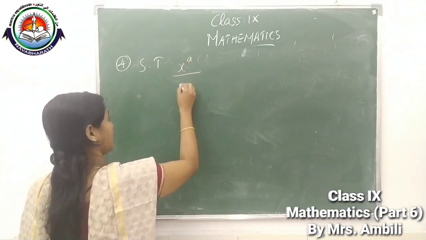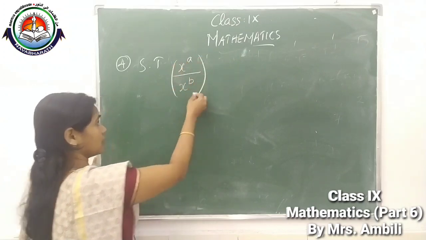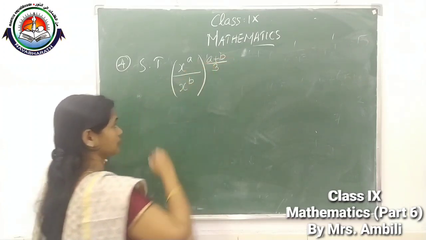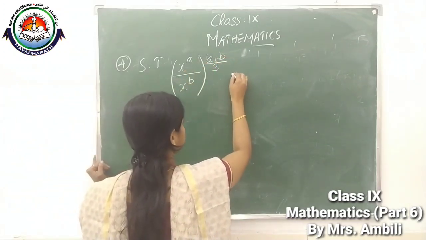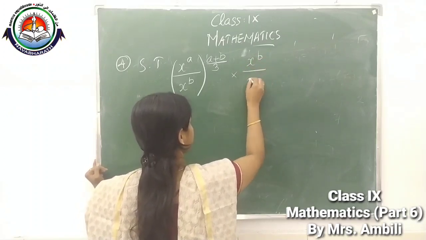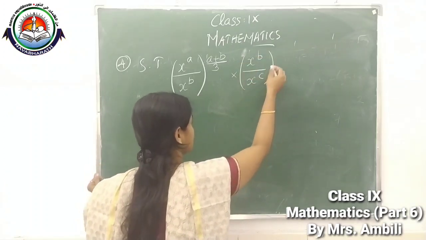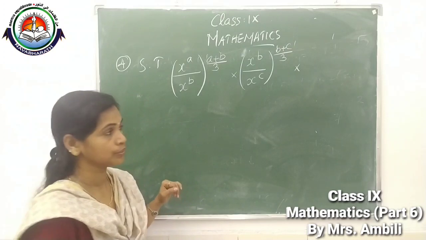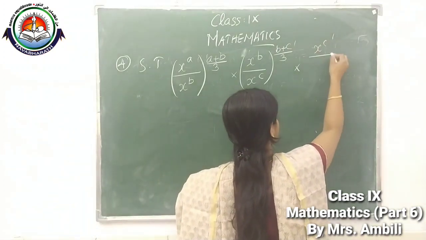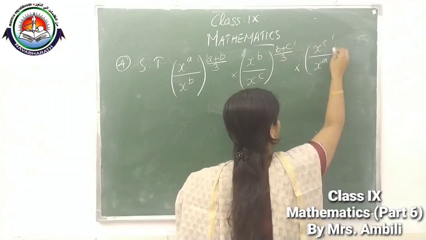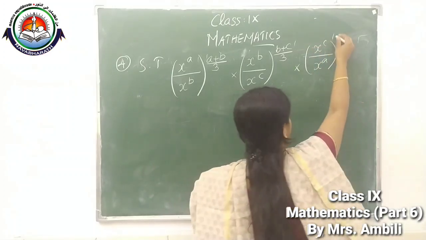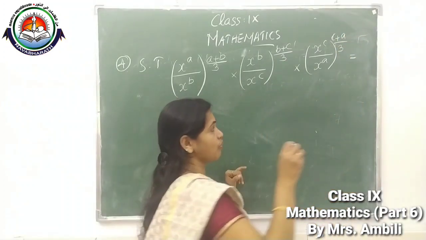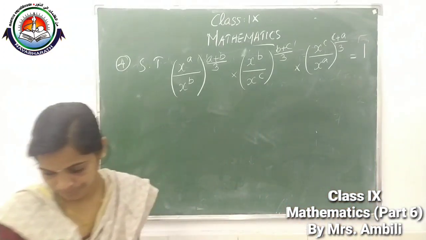(x^a / x^b)^((a+b)/3) × (x^b / x^c)^((b+c)/3) × (x^c / x^a)^((c+a)/3) = 1. That we need to prove.